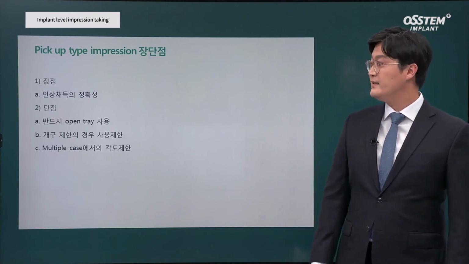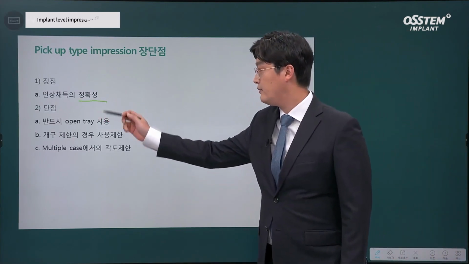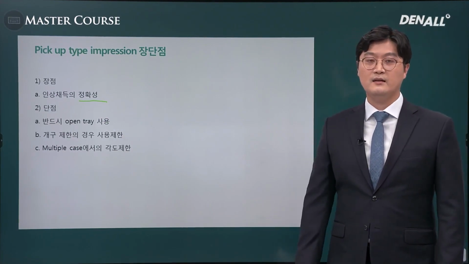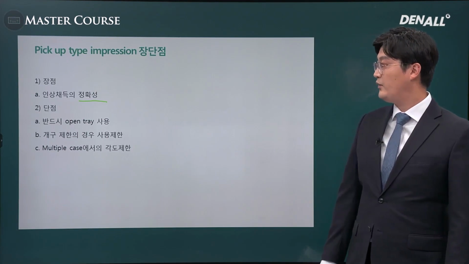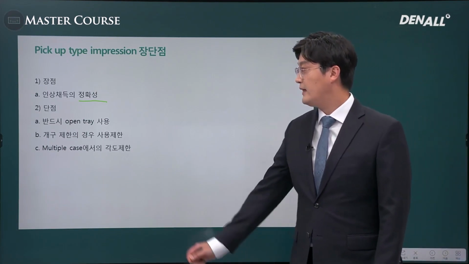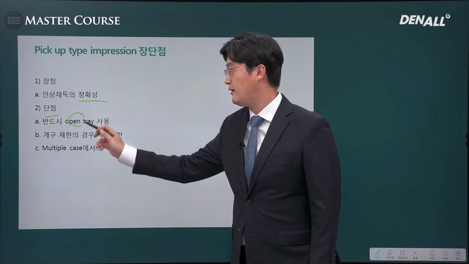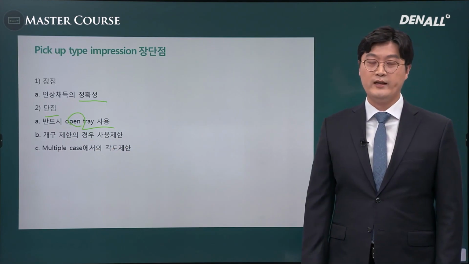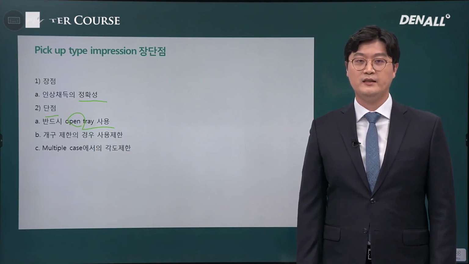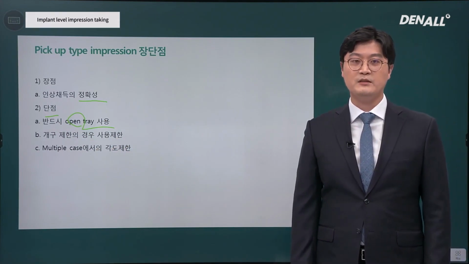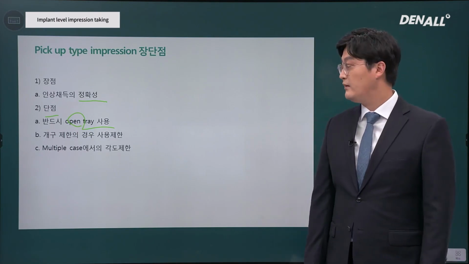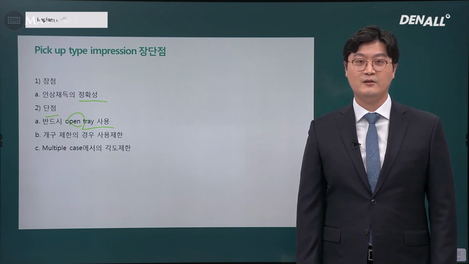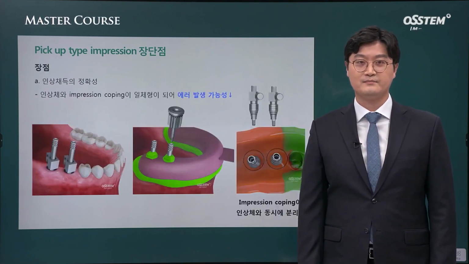Advantages of the pickup type: accurate impression taking. The impression coping connected in the mouth is stuck in the impression, so there is a low risk of deformation. Disadvantage: only the open tray must be used. So for patients with a limited mouth opening, for posterior number 7, this cannot be readily used. In a multiple implant case with different implant paths, impression taking can be challenging.